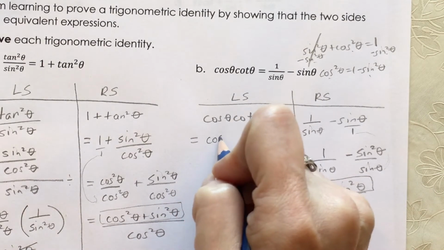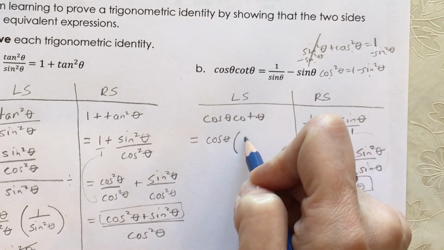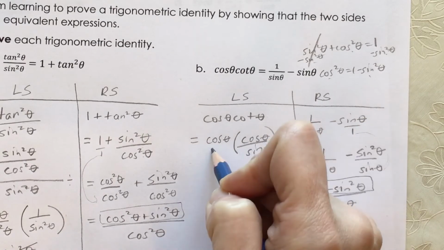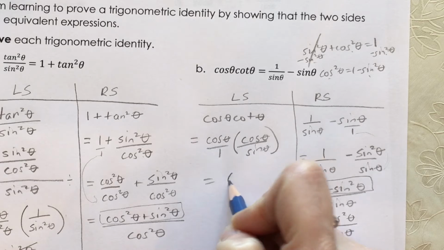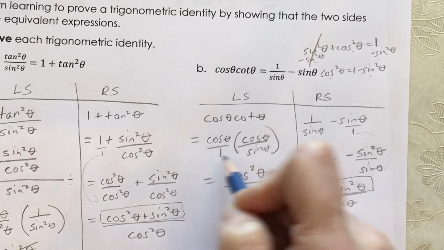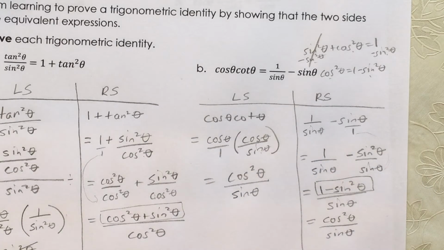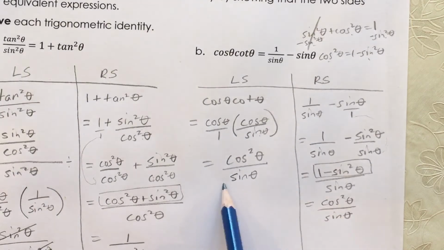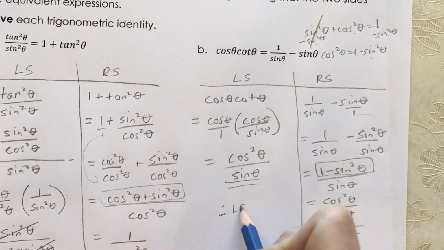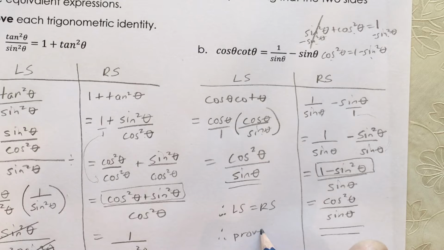So I want to leave cos theta as cos theta, but cotan theta, that's one of our bridging identities. Cotan theta is the same as cos theta over sine theta. And then we can just multiply the fractions top by top. So cos theta times cos theta is cos squared theta. Bottom by bottom, 1 times sine theta is sine theta. And then we should notice that, again, we've proved that both sides are really equivalent expressions. So we do our therefore left side equals right side, therefore proven.